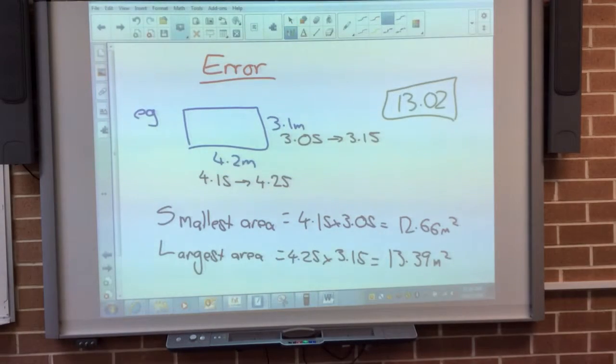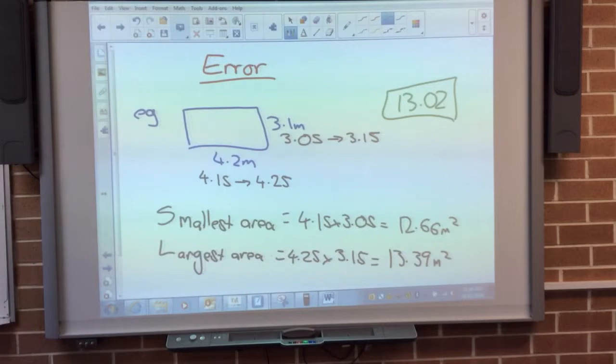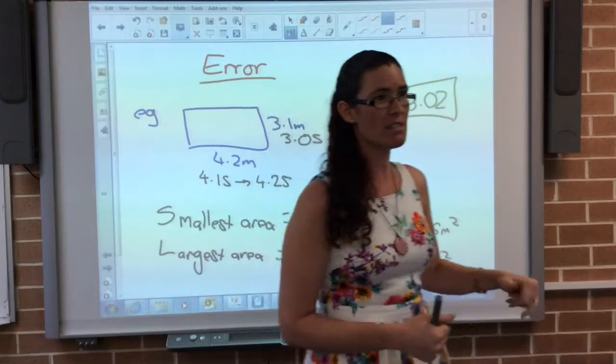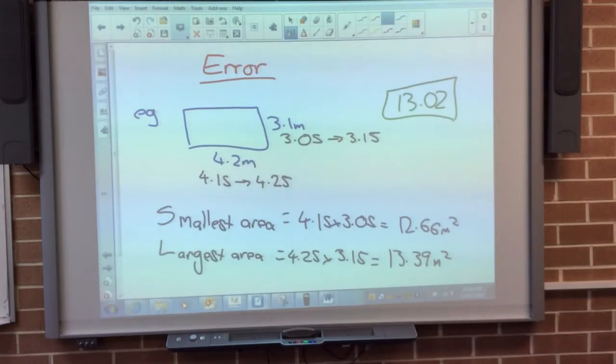If you are doing volume, it's exactly the same effect. You go back to the original measurements, you work out the range. The smallest it could be is when you use all the smallest measurements, and the largest it could be is when you use all the largest measurements. Does that make sense? All right, you guys can try a question. We're going to do the same thing.